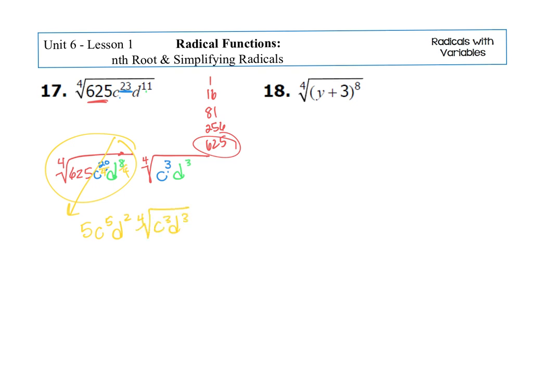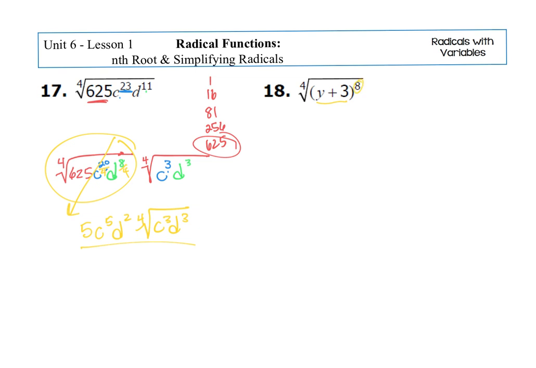And those exponents inside the radical, as part of your radicand, they should always be smaller than your index. Otherwise, you did not take out enough. Okay, last one. This one's a little bit different. We have the fourth root of a grouping. Okay, y plus 3 is all being raised to the 8th power.